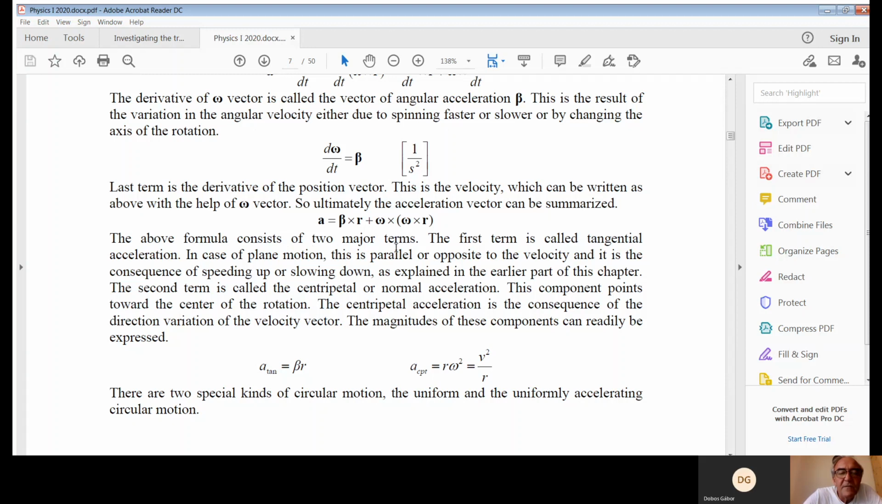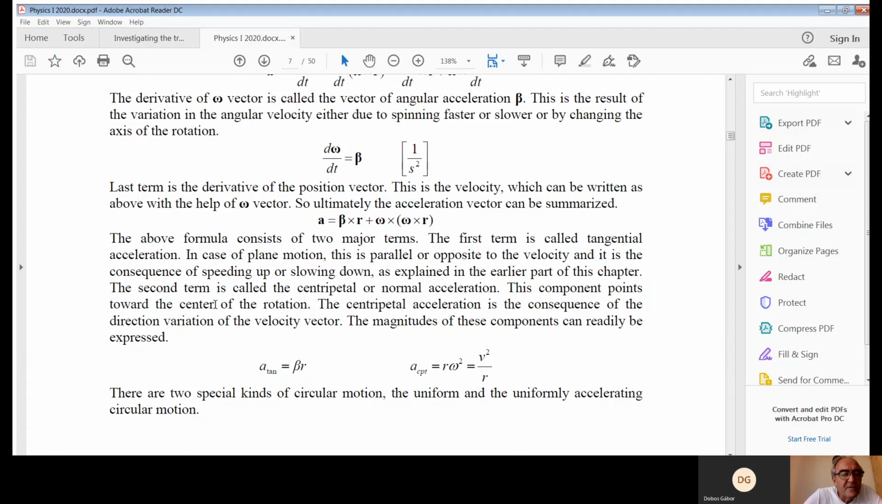Our formula consists of two major terms. The first term is called the tangential acceleration, beta cross r. This one here, the tangential acceleration, is parallel or opposite to the velocity, and it is the consequence of speeding up or slowing down, as explained earlier in this chapter. The second term is called the centripetal acceleration, omega cross omega cross r.